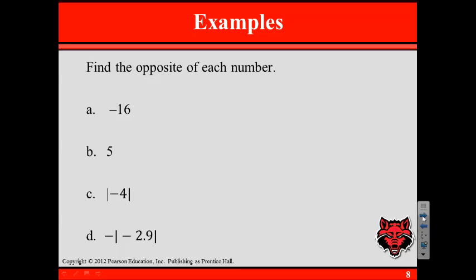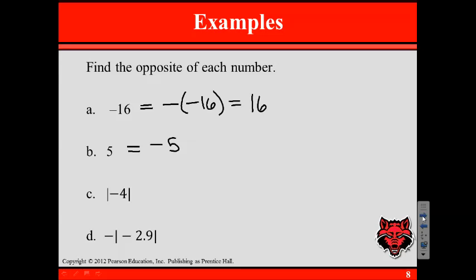So let's try to find the opposite of each number listed on this slide. We have negative 16, and using the same terminology from the last slide, the opposite of negative 16 is positive 16. For part B, the opposite of 5 is negative 5. 5 is 5 units to the right of 0. Negative 5 is 5 units to the left of 0.